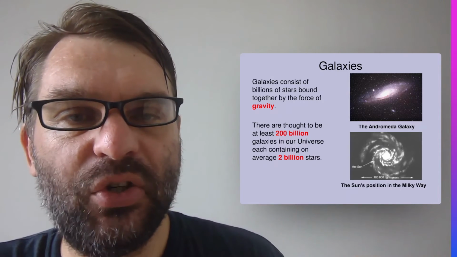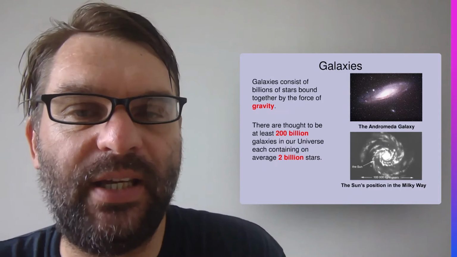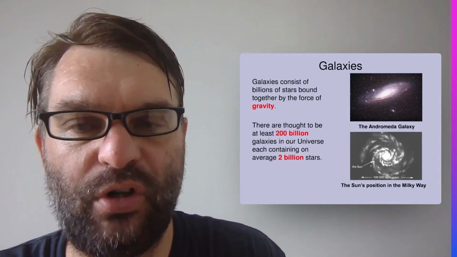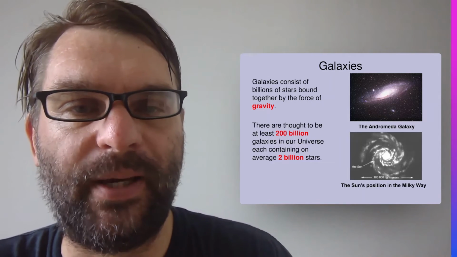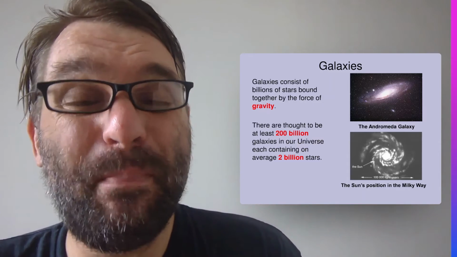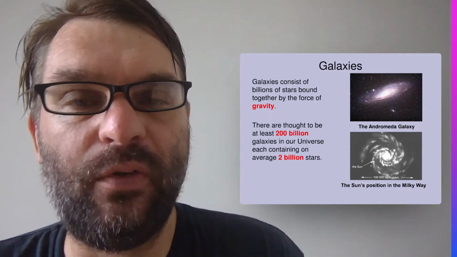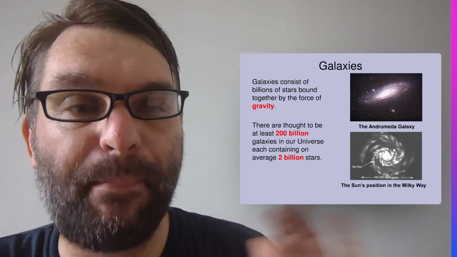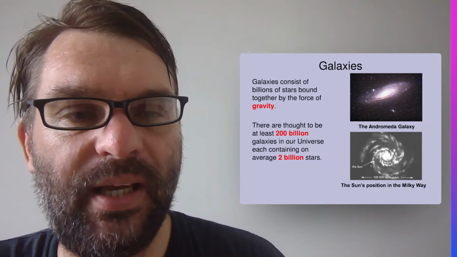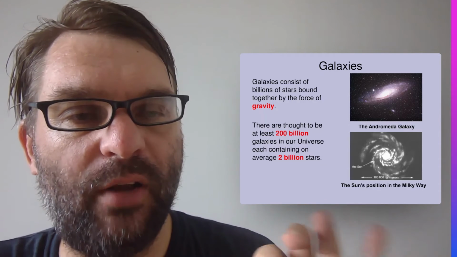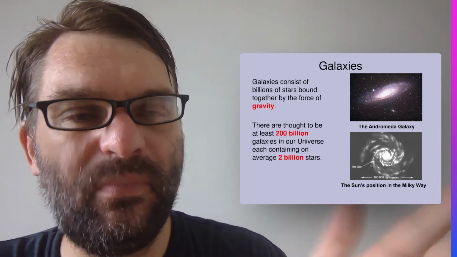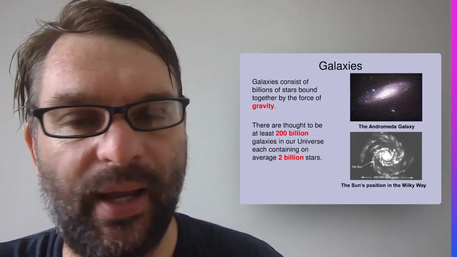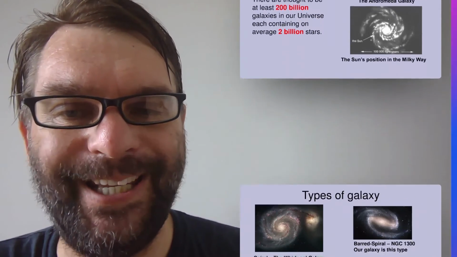And in terms of galaxies, what are galaxies? Well, galaxies are billions and billions of stars bound together by the force of gravity, which we've already looked at in the previous topic. And there's thought to be about 200 billion galaxies in our universe, and each contain around about 2 billion stars. And you can see our position in the Milky Way galaxy by looking at the image below. We're kind of in the middle of a swirl in the swirl galaxy of the Milky Way. That's where we are. You are here.